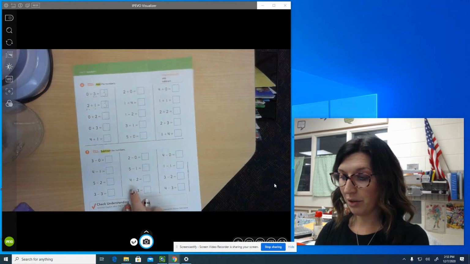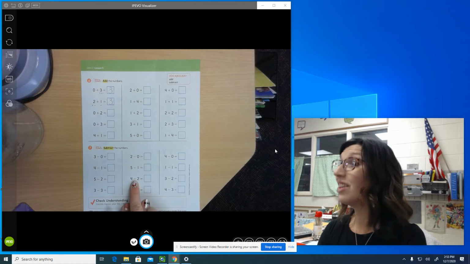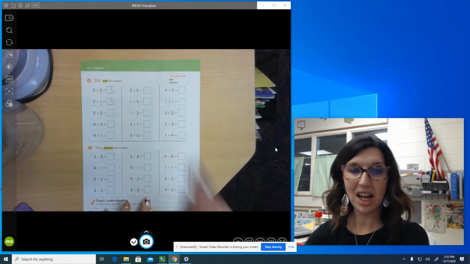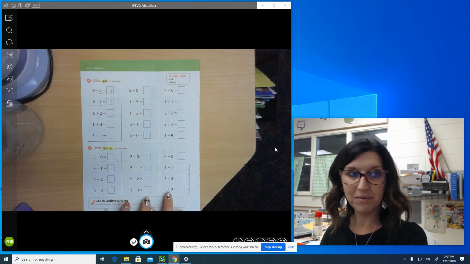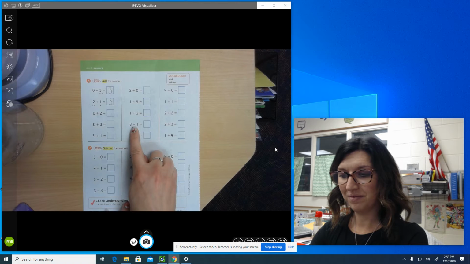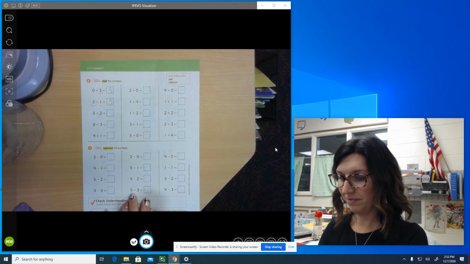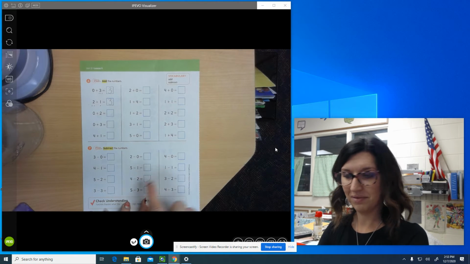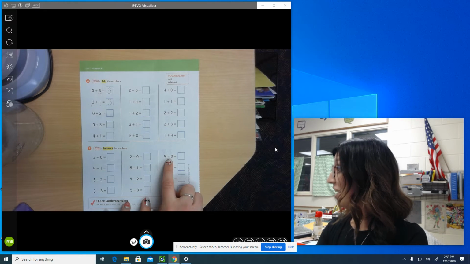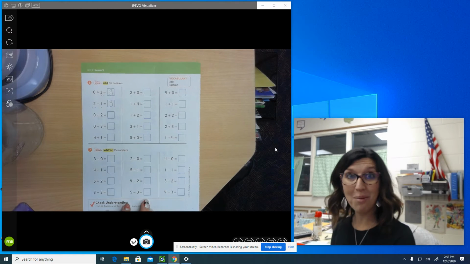Addition. How about this one? Subtraction. Yes, subtraction. How about this one? Addition. How about this one? Subtraction. Subtraction. Addition. Subtraction. Addition. Oh, look at it. Subtraction. Subtraction. I almost fooled you.